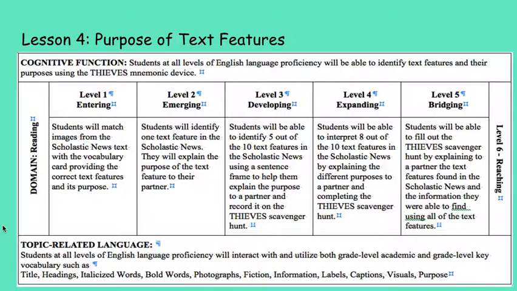And then again, it's just identifying more and more of those features. And then if we jump all the way to level 5, students will be able to fill out the scavenger hunt and explain to a partner what the text features were that they found and what information they actually were able to find. So this is giving not only the purpose, but taking it a step farther, explaining their understanding of the new text that they just have received, and then they're going to be discussing what details they found because of those text features and how it helped them get to the main idea of the article. So it's really good.